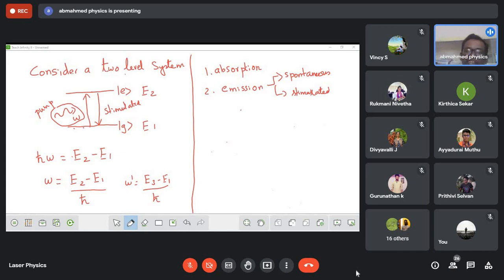Exactly. But okay, I will resolve this question. But do you know any quantum mechanical system in which the energy level differences are the same?